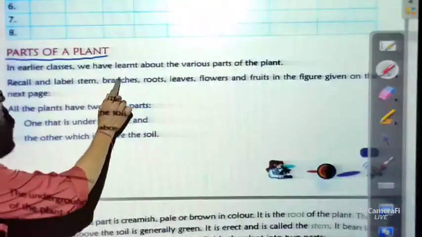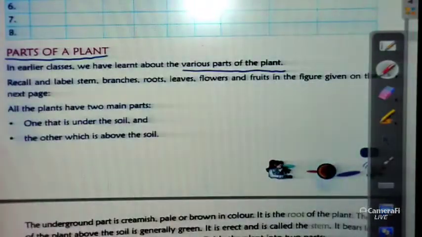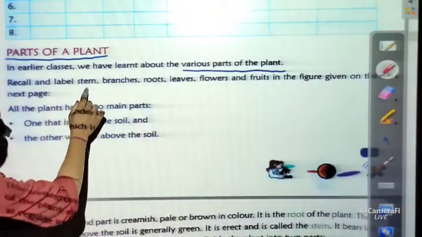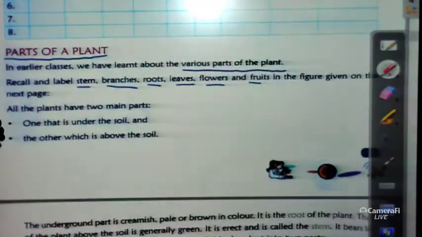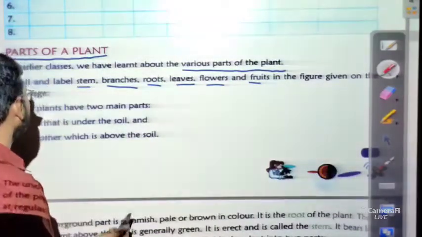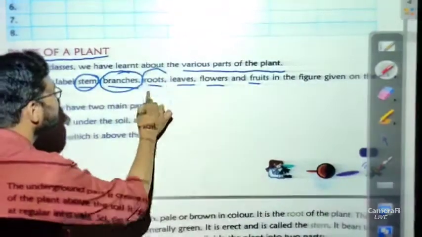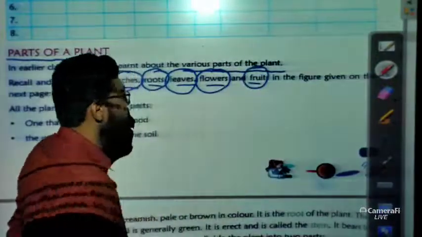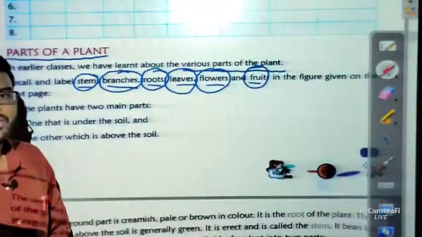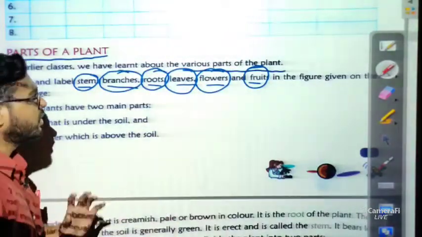In earlier classes we have learnt about various parts of a plant. Recall and label stem, branches, roots, leaves, flowers, and fruits in the figure given on the next page. So basically a figure is there on the next page, and you have to label the stem, branches, roots, leaves, flowers and fruits. You are already quite familiar with these terms, as in class 5 you have read all these things.